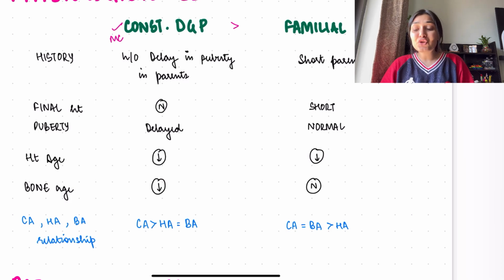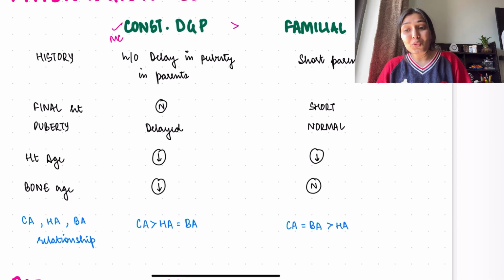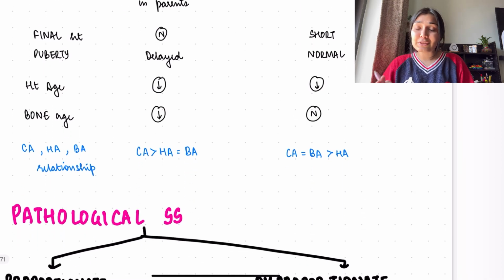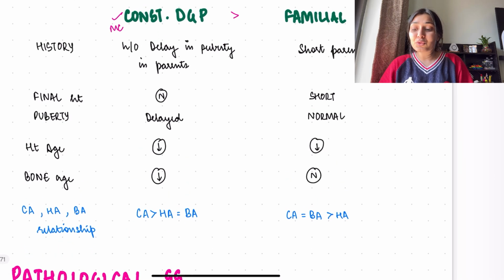Here you will see a history of delay in puberty in parents, whereas in familial short stature, you can very well see that the parents are also short. When we talk about the final height, it is going to be normal in cases of constitutional delay in growth and puberty, whereas in familial short stature, it's going to be short. When we talk about puberty, it will be delayed in constitutional delay in growth and puberty, and normal in familial short stature.